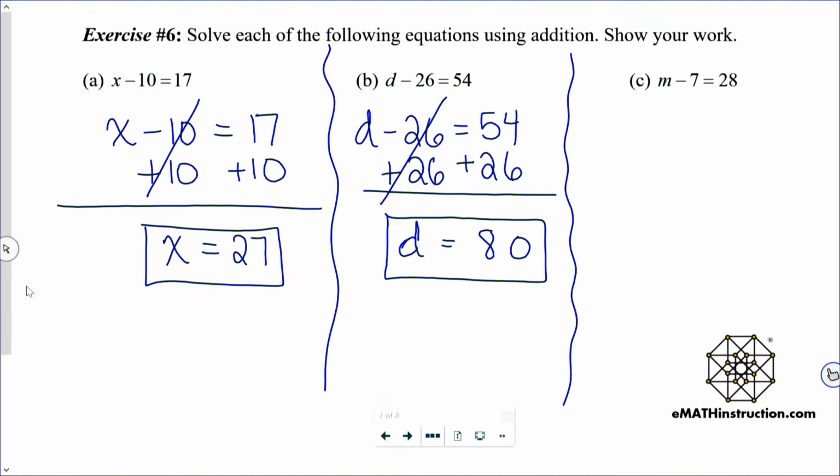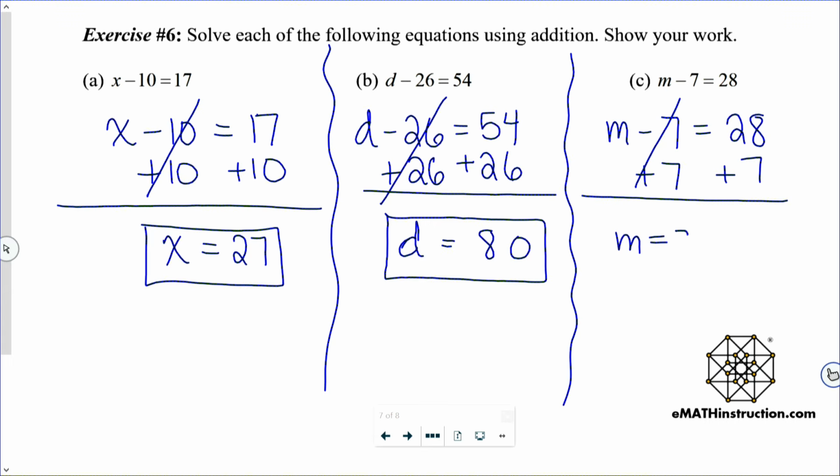Right, the last equation, maybe the easiest one. I've got m minus 7 is equal to 28. In order to undo the subtraction by 7, I'm going to add 7 to both sides. Those two cancel each other. 28 plus 7 is 35. And that's the solution to that equation.